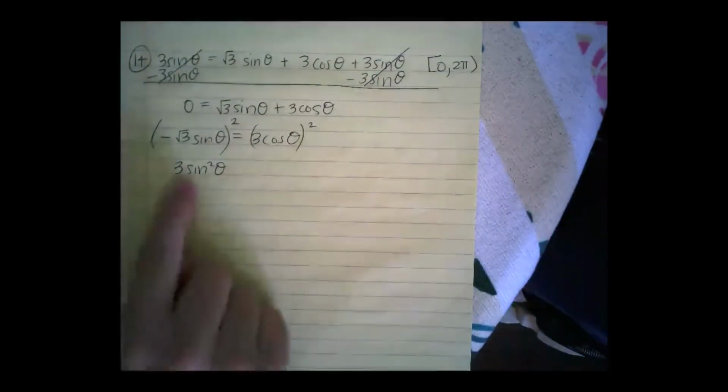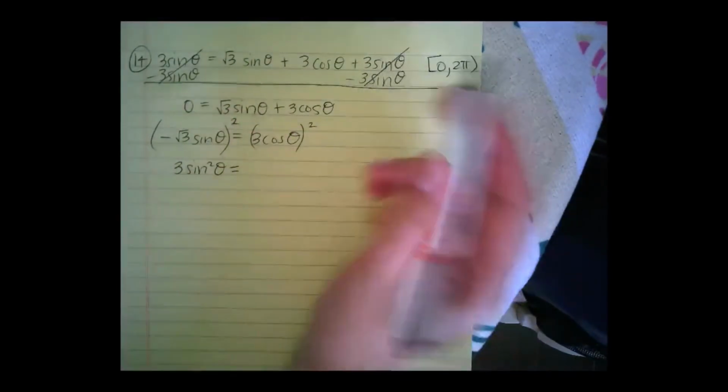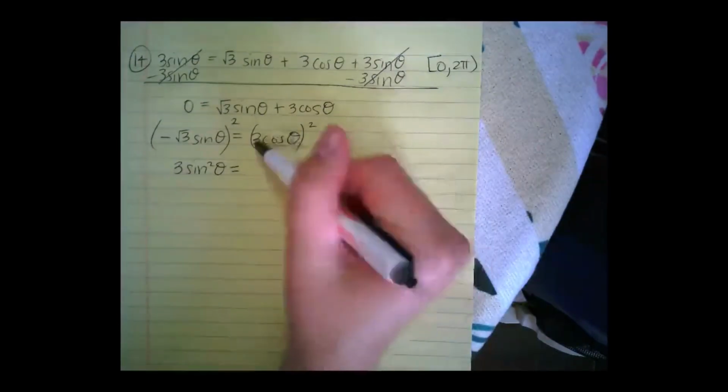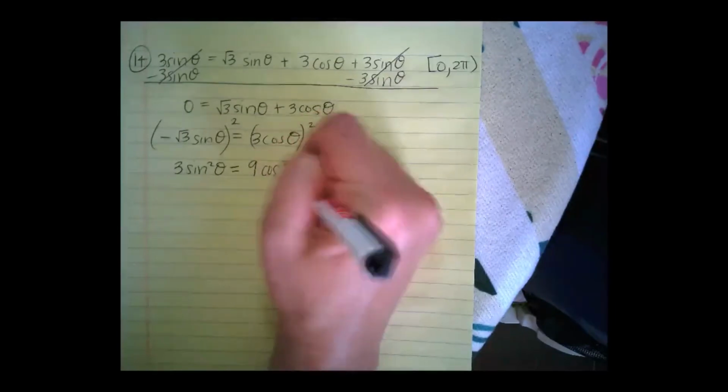So this is what we get on the left side. Now we're going to do the same thing to the right side. It's a little bit easier. 3 cosine theta times 3 cosine theta is 9 cosine squared of theta.